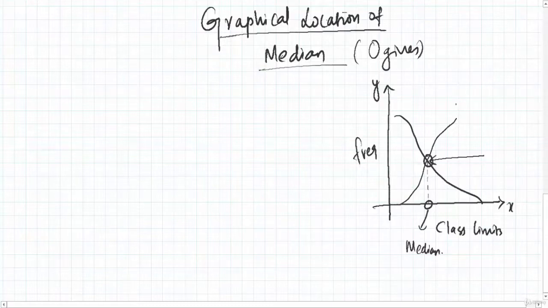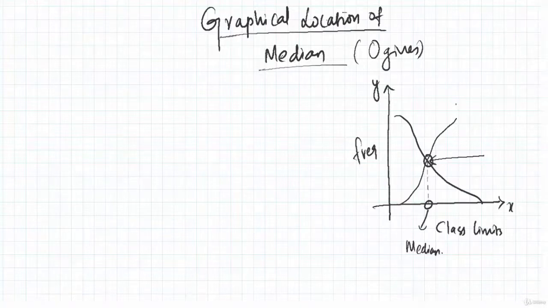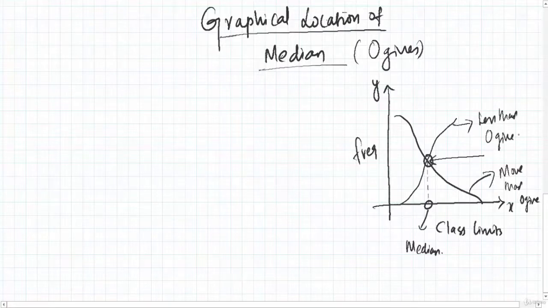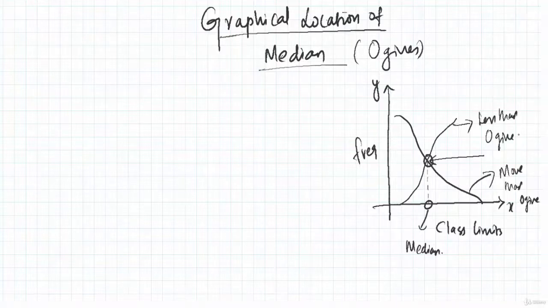So what is O-gives? The O-gives are basically the curves which represent the cumulative frequency. Here you have a curve which is sloping downwards, and this can be the more than O-give, and this curve which is going upwards can be the less than O-give. Don't worry if you could not understand this, there is a case study just behind this. We'll take it up, then you will understand what is less than O-give and more than O-give.